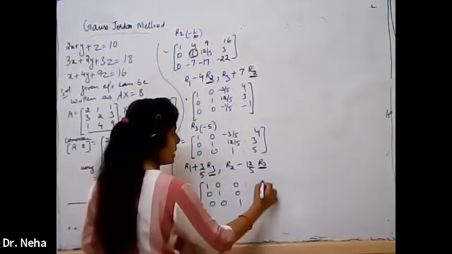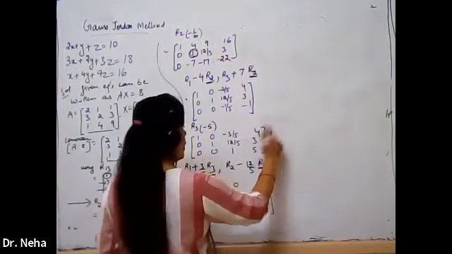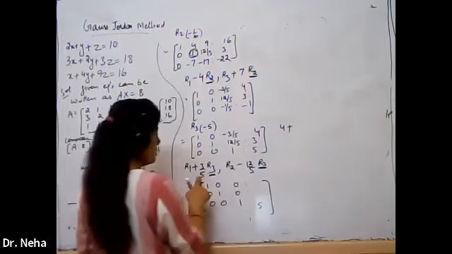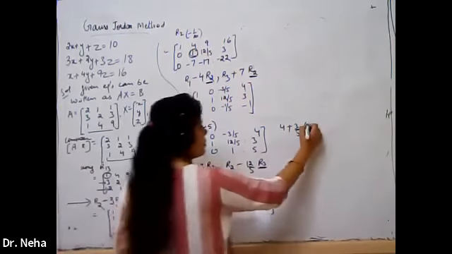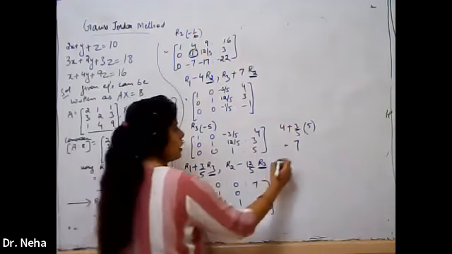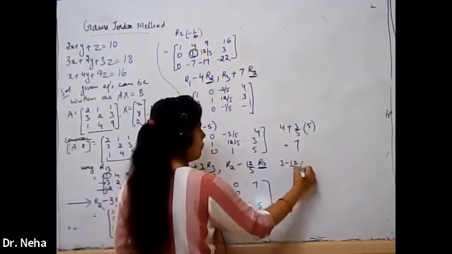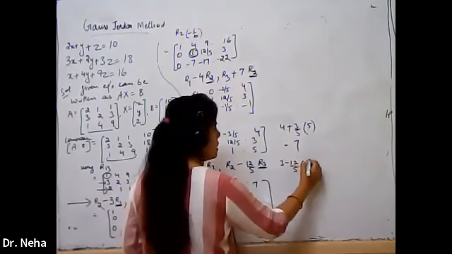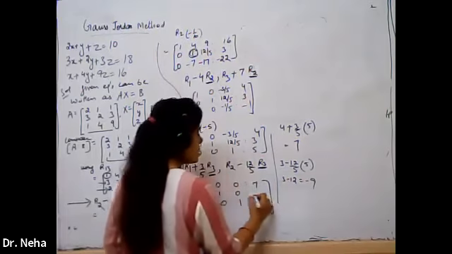Third row will remain same. And what about the first, second row? R1. R1 means 4 plus this 3 by 5 multiplied by R3, which is 5. So 4 plus 3 total is 7. Second row, R2. This is 3 minus 12 by 5 into this R3, which is 5. And 3 minus 12. That means minus of 9.